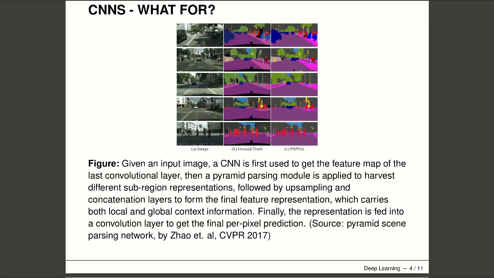As we mentioned earlier, semantic segmentation is one of the important applications and use cases in a self-driving car, and here we are going to review the pyramid scene parsing network as an example. Here the network takes the features extracted by a very deep convolutional neural network, namely ResNet 101, and uses this feature map and passes it to the pyramid parsing module, which was proposed by Zhao et al., in order to harvest different subregion representations.